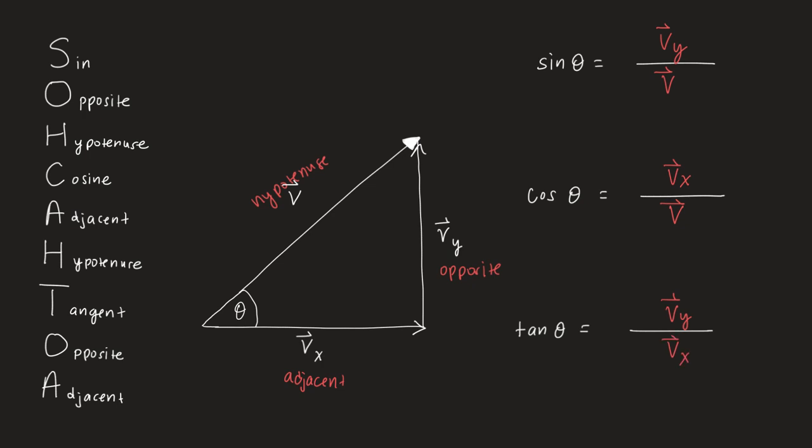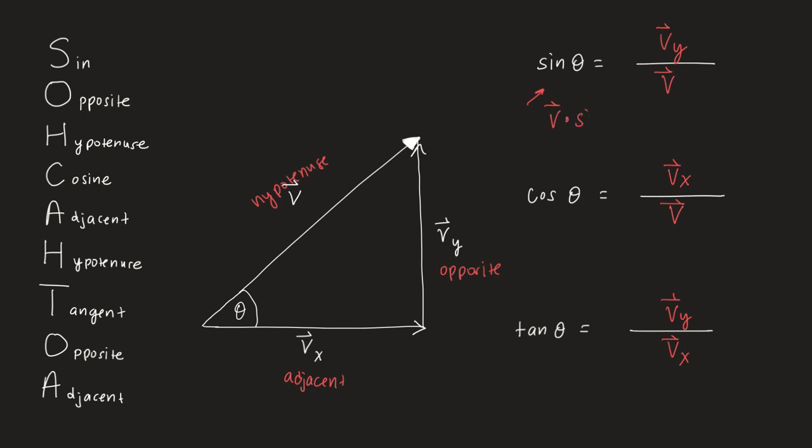And so oftentimes what we'll do is, if we know what v is and we know what theta is, so let's say you throw something with a speed of 20 meters per second at a 30-degree angle, then we might want to find how much of that velocity is in the horizontal, v sub x, and how much of that is in the vertical, v sub y. So what we'll often do is we'll take our trig function and we'll multiply both sides by v, and we'll get an expression that looks like this.